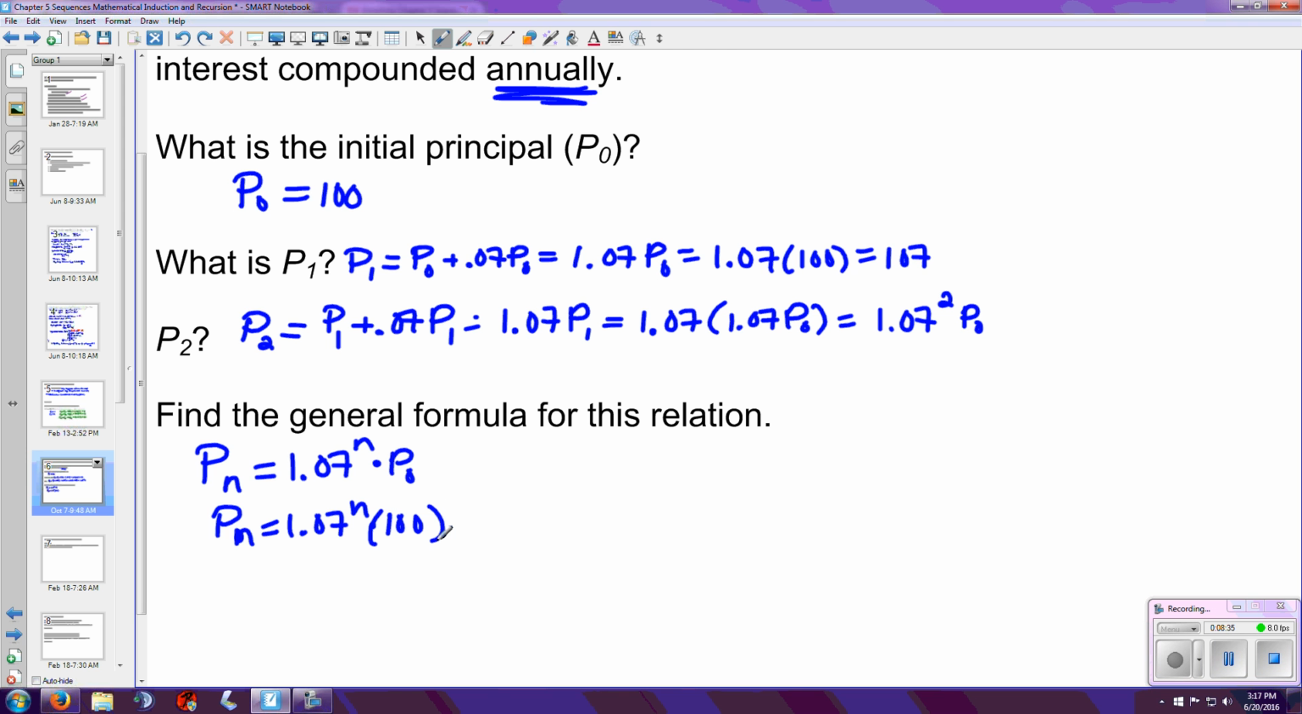If instead you're compounding annually at 7% and you started with, let's say, $1,200, then you would just replace the P0 with 1,200. So this is pretty cool because it's very general, no matter what amount you're investing to begin with. Now, based on what we learned in our previous sections on induction, we can definitely prove that this formula works. So we can look into that at a later time.